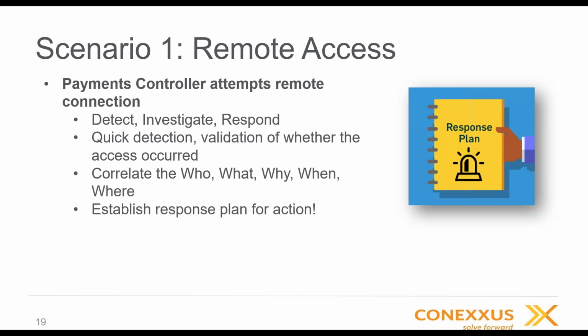So another piece of this is going to be a payment controller attempting a remote connection. In this situation, we need to be able to detect that remote connection, whether it be inbound or outbound. We need to be able to investigate based on that data and then respond if necessary. So quick detection and validation of whether that access occurred is incredibly important. We need to be able to correlate the who, the what, the why, the when, and the where based on the data that we have. And then we have to establish a response plan for action based on what we gain out of the investigation.